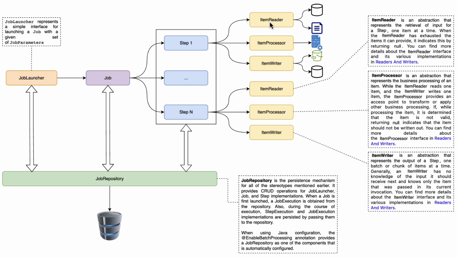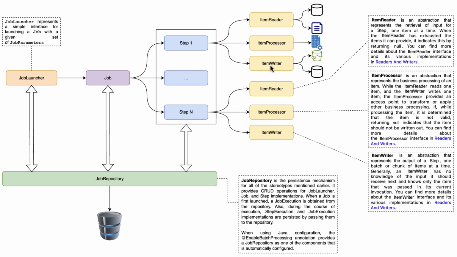And then once we read an item, we pass it to the item processor. So the item processor is an abstraction that represents the business processing of an item. So while the item reader reads one item and the item writer writes one item, the item processor provides an access point to transform or apply other business processing. If, while processing the item, it is determined that the item is not valid, returning null indicates that the item should not be written out. You can find out more details about the item processor interface in readers and writers.